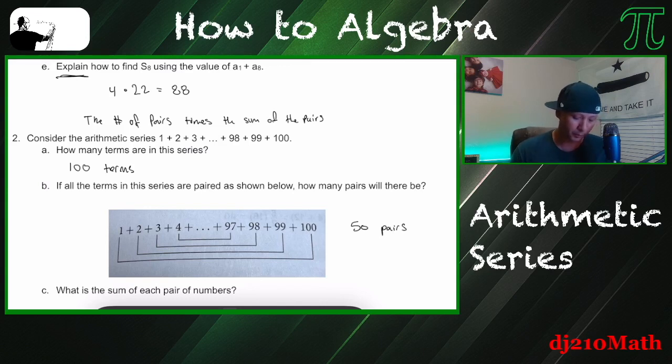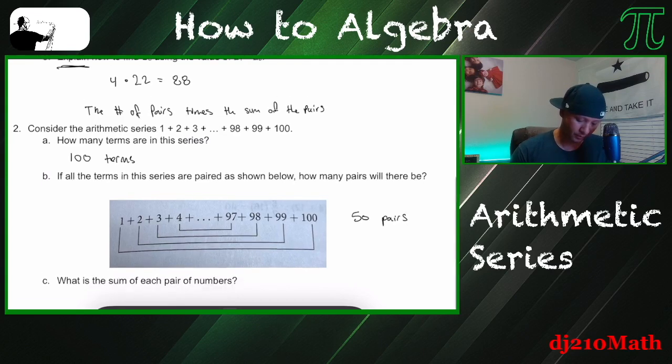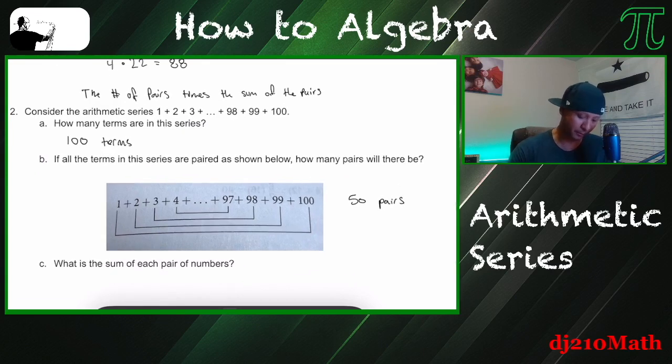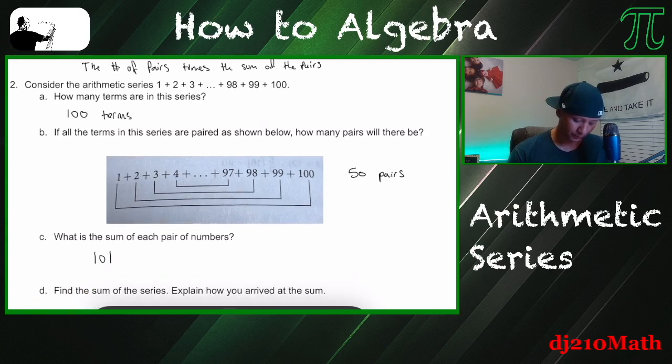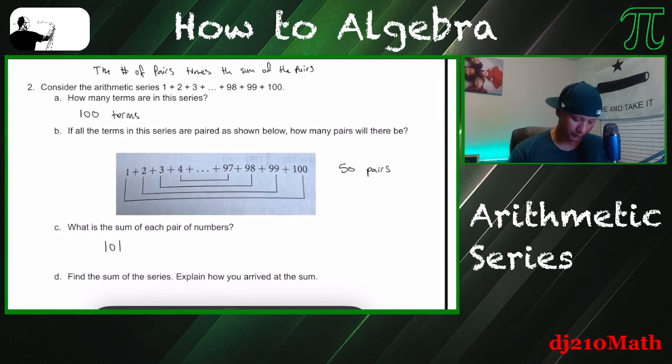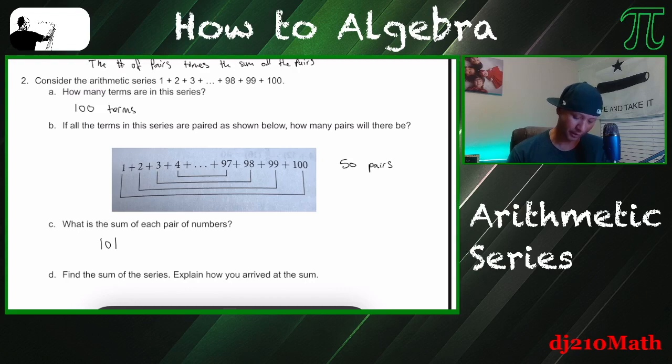What is the sum of each pair of numbers? 1 plus 100 is 101. 2 plus 99, 101. 3 plus 98, 101. So the trend is that the sum of each pair would be 101. All right, so find the sum of the series. Explain how you arrived at the sum.